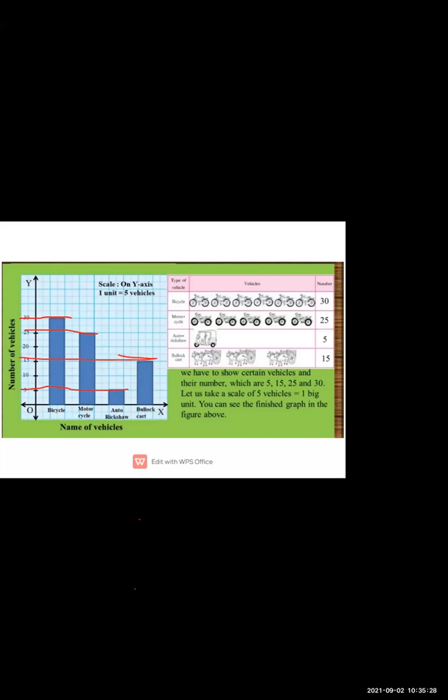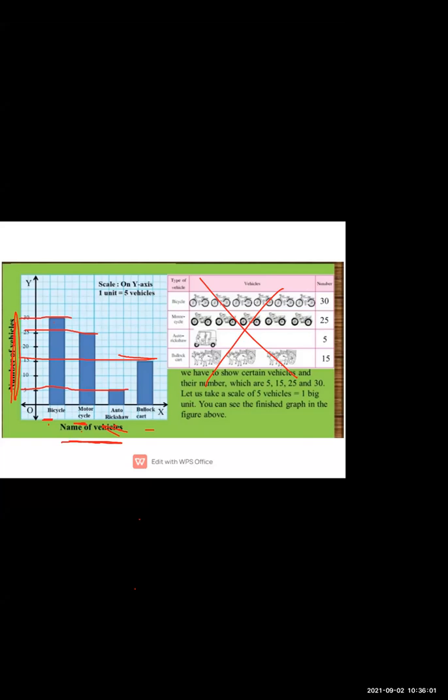Okay, and you have to write the names of the vehicles. See, a bicycle, motorcycle, auto rickshaw, bullock cart. So through this you will come to know. Now see, bicycle, from here you will come to know that total 30 bicycles are there. Motorcycle, total 25 motorcycles are there. Auto rickshaw, total 5 auto rickshaws are there. How do we come to know? Name of the vehicles, number of the vehicles, all we have to write down.